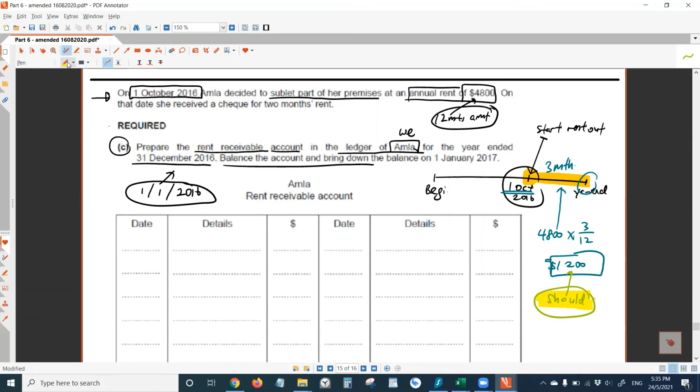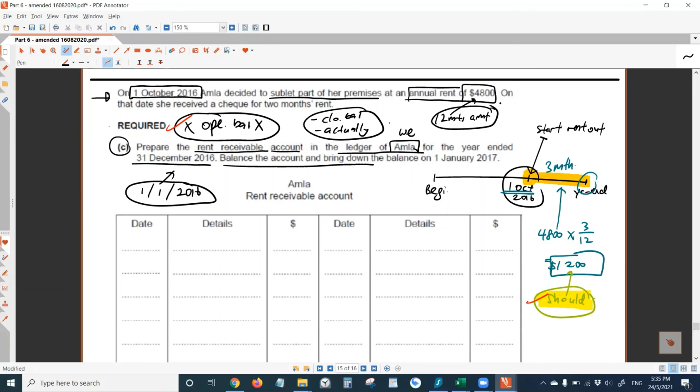Okay, so that's the should amount. We have found one number. In this question, you would not have opening balance. Don't go look for opening balance. The reason is that Amla started to rent out that place in the middle of the year. That means at the beginning of the year, this income doesn't exist. So don't go look for opening balance. It doesn't exist. Now we need two more numbers, right? We know that opening balance doesn't exist. We have found the should amount. We need two more, the closing balance and amount actually received.